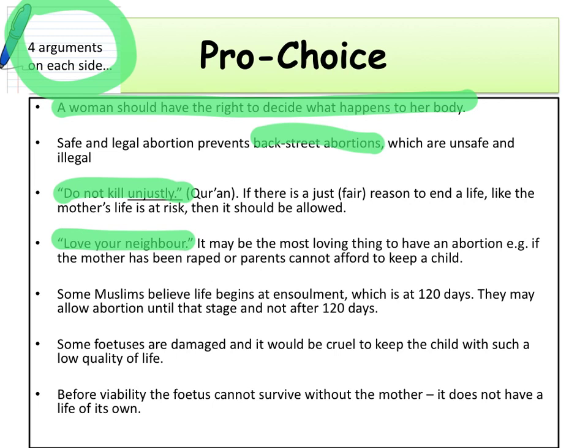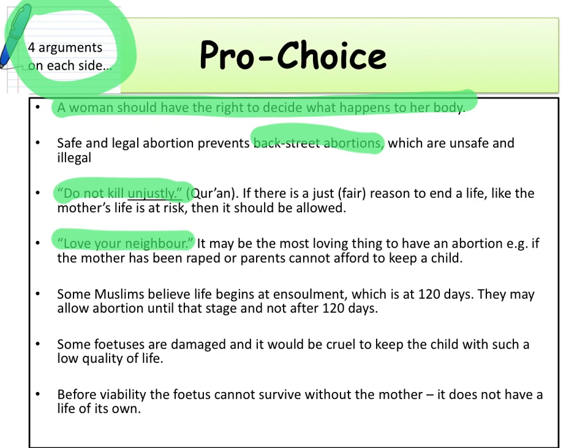Some fetuses are damaged, and it would be cruel to keep the child with such a low quality of life. This is a big reason why many people choose to have an abortion, and a big reason why many pro-choice campaigners would argue that abortion should be legal. It doesn't seem fair to force someone to live with a painful and unpleasant life if there is the option to not put them through that.